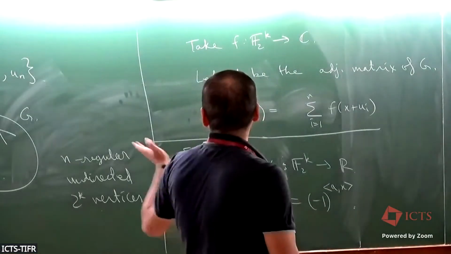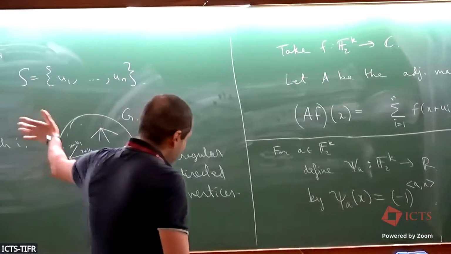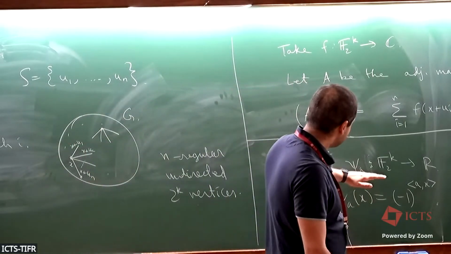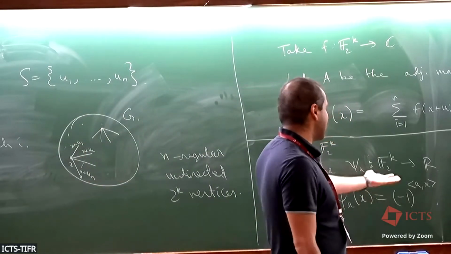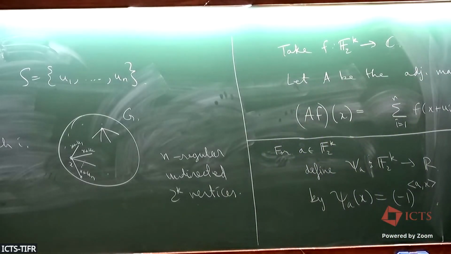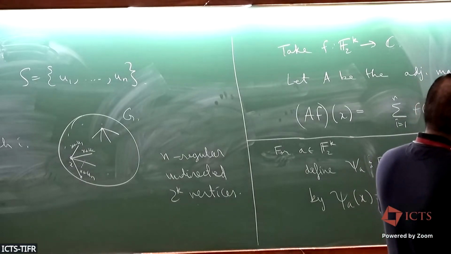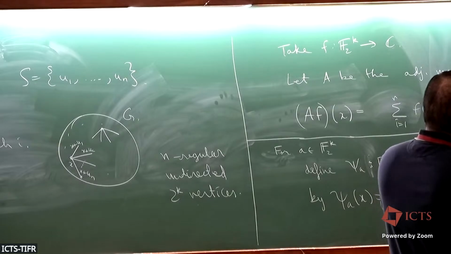In general, eigenvectors of Cayley graphs of finite abelian groups are their characters, where characters are functions like this, which have this homomorphism property that psi A of X plus ui is psi A of X times psi A of ui. And this gives you all of them. Okay, so we got it.